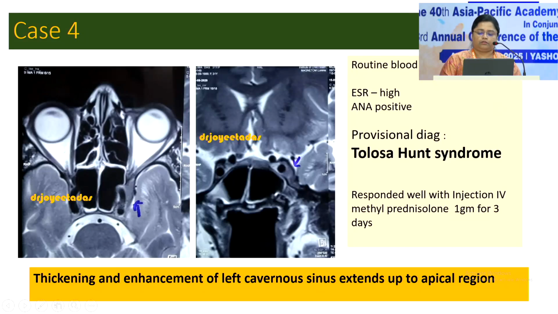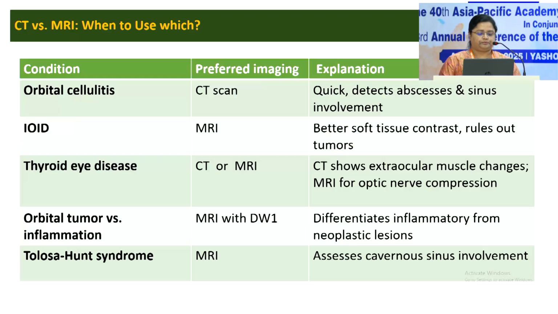The blood investigations were normal, except ESR was high and ANA was positive. So this is a case of Tolosa-Hunt syndrome. She responded very well to 3 doses of IV methylprednisolone for 3 days.